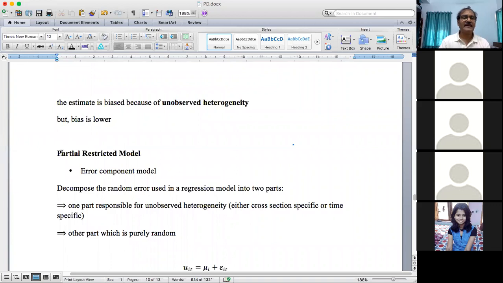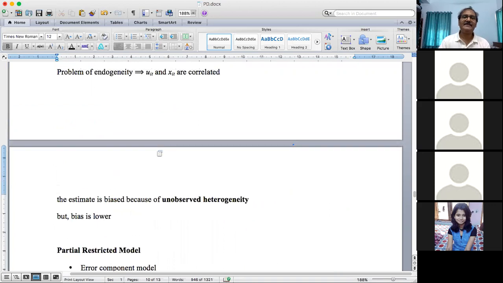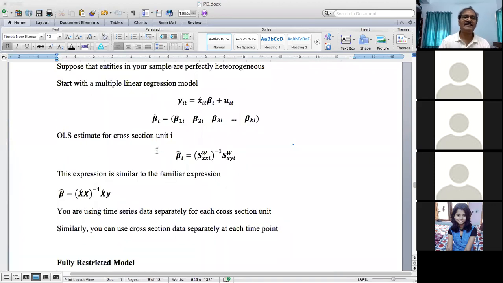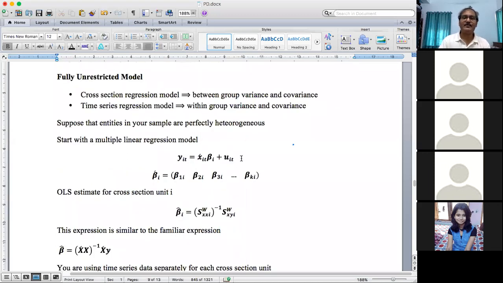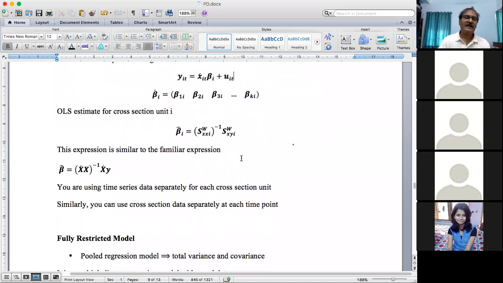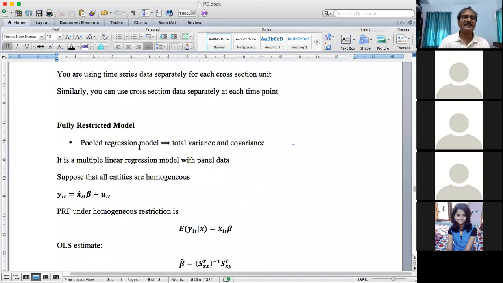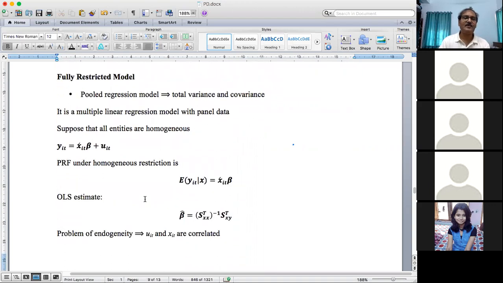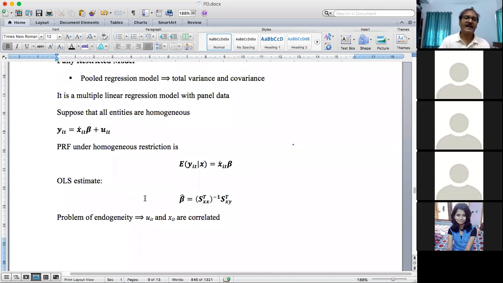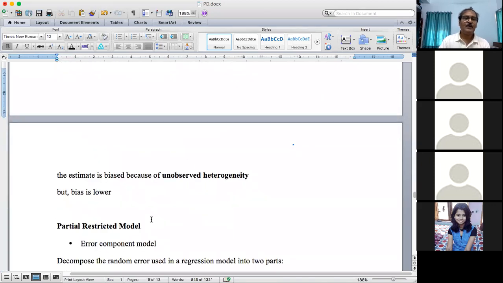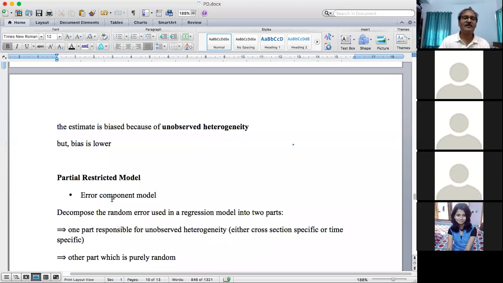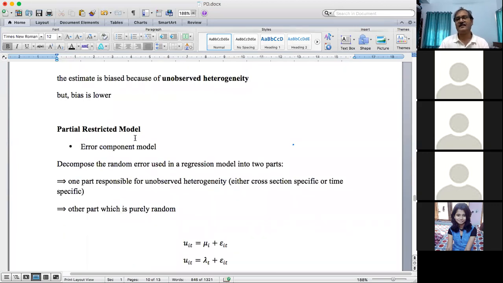So now we are entering into the third possibility, the partially restricted model. We started with the fully unrestricted model, which is equivalent to the time series model. Then we discussed the fully restricted model, which is roughly similar to our conventional cross-section multiple linear regression model. And now we are introducing another kind of econometric model, the partially restricted model.